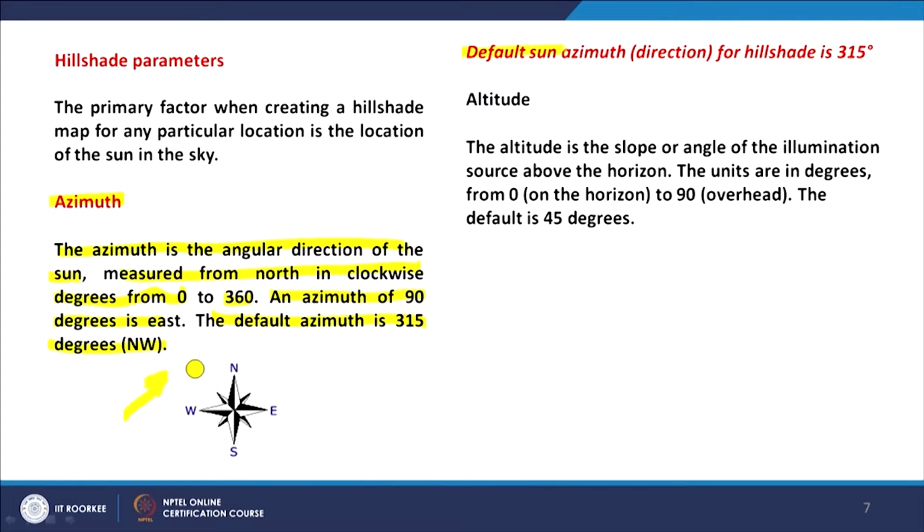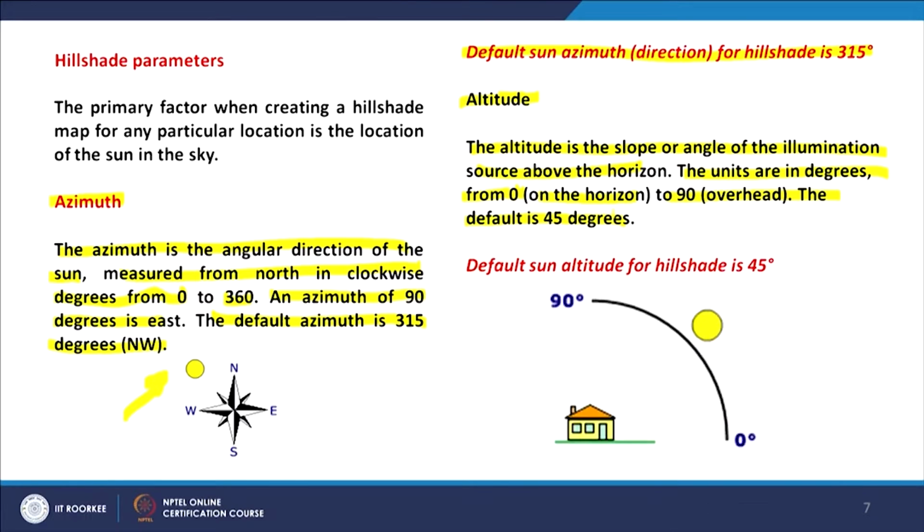So, the default sun azimuth is 315 in hillshade, whereas in the case of altitude or elevation, the altitude is the slope or angle of the illumination source above the horizon. The units are in degrees from 0, that is parallel to the horizon, to 90 degrees, that is overhead, and that happens generally only at noon time, depending on where you are located and what is the season. The default in the software is 45. So, for azimuth 315 degrees, for altitude or elevation 45 degrees. These are the default values. Like here, this value is kept at 45.